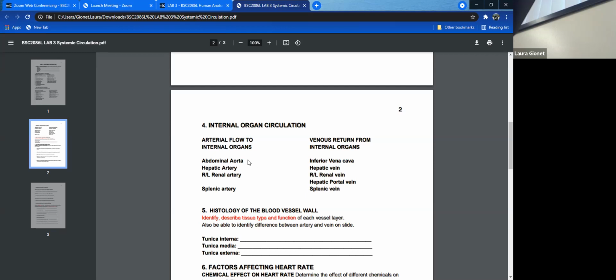You can't miss that. It's the largest diameter red vessel passing through the chest cavity, the thoracic cavity, and the abdominal cavity. The hepatic artery, which we can find on the liver model. Renal arteries, right and left, because we have kidney models, so that's easy to identify. It's easy to see the spleen as well on models. So I want you to know those arteries and veins as well.